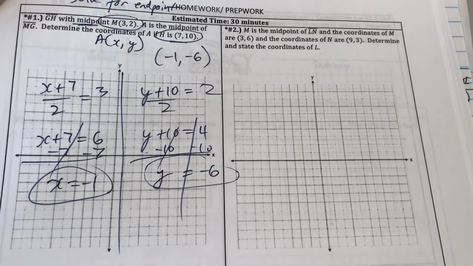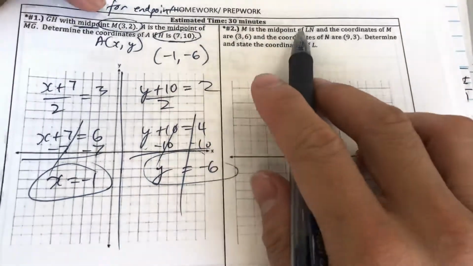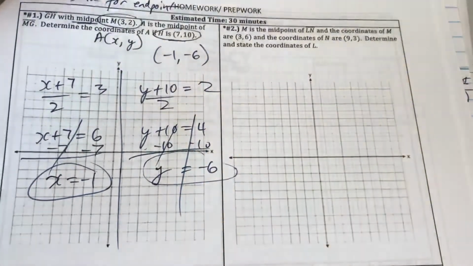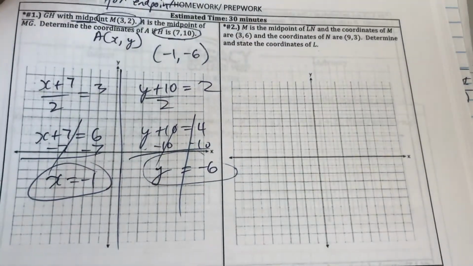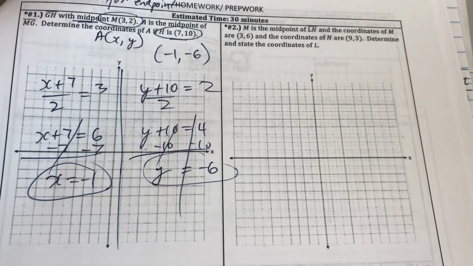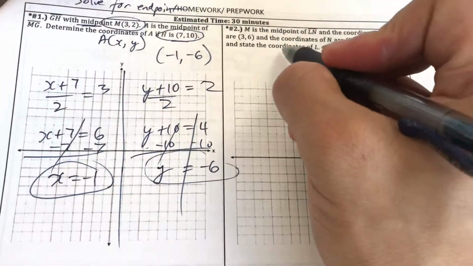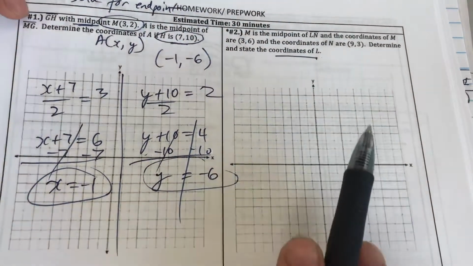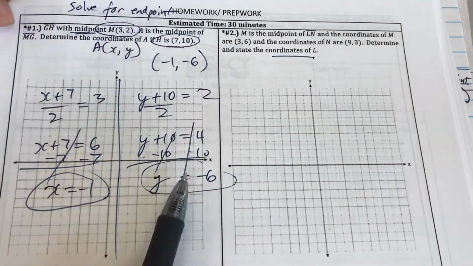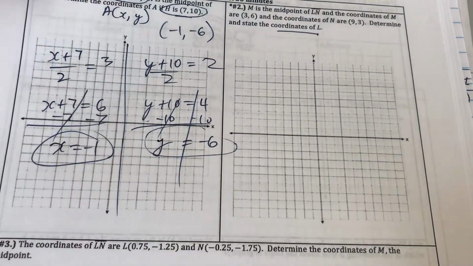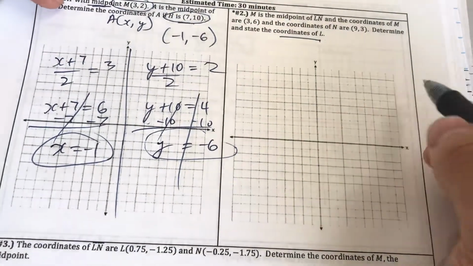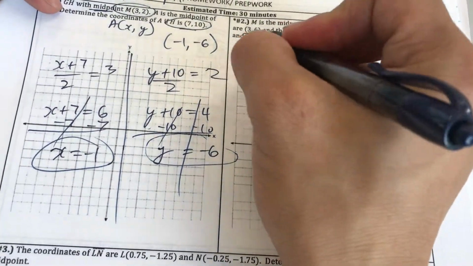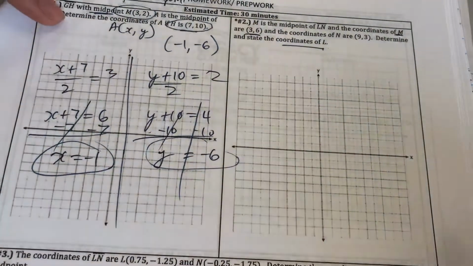M is the midpoint of LN. The coordinates of M are (3, 6), and the coordinates of N are (9, 3). So this question is again asking you to determine the coordinates of L. I want you to try this on your own for homework because the setup is going to look exactly like this. I'm not going to give you the answer. Make sure you try it on your own. You are looking for the endpoint because they already give you the midpoint M, okay? So you're solving for the endpoint here.